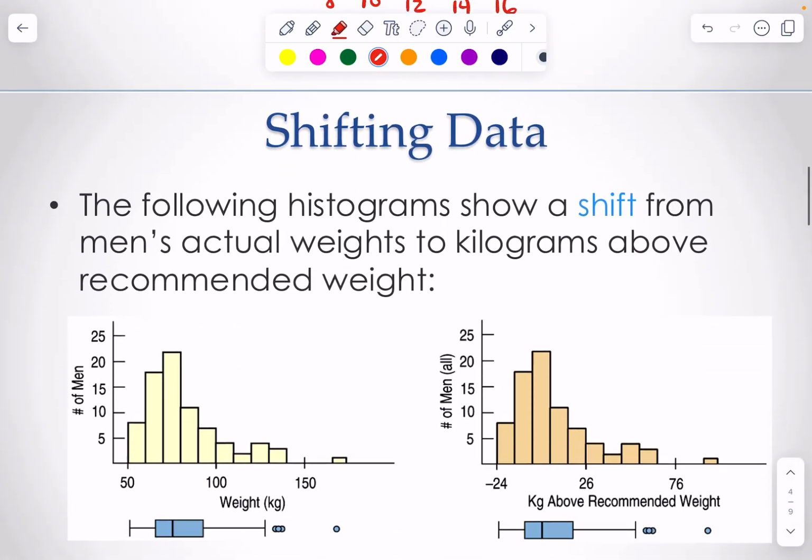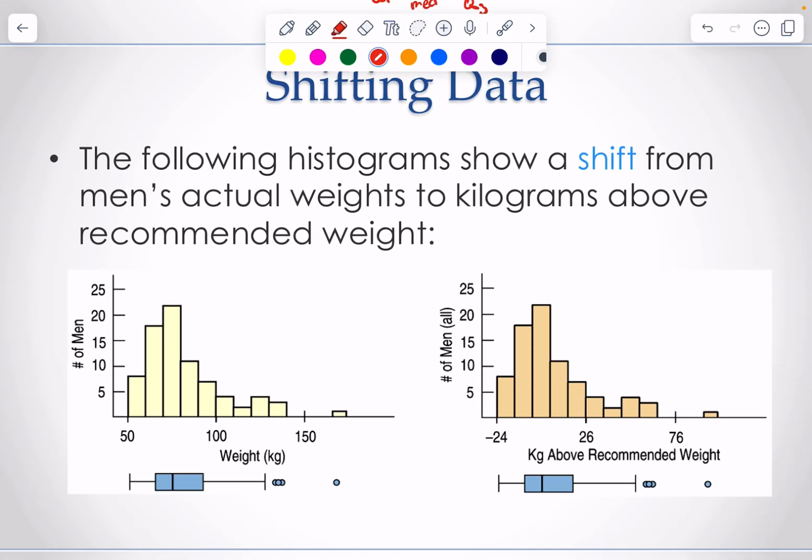So another way of illustrating this, if we look at the following 2 distributions, what they're looking at here is first weights of men. So they just grabbed a random group of men, they measured their weights in kilograms, and they got the following distribution there on the left. And then they took those same men and they converted their weights to the kilograms above the recommended weight. So basically they figured out what the recommended weight would be for this group of individuals. They took each of the original weights minus the recommended weight and looked at the differences in the weights there.